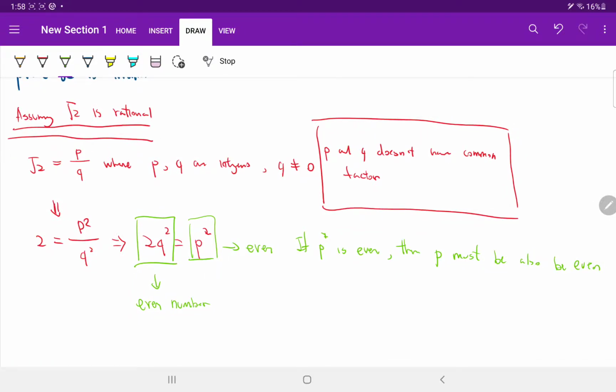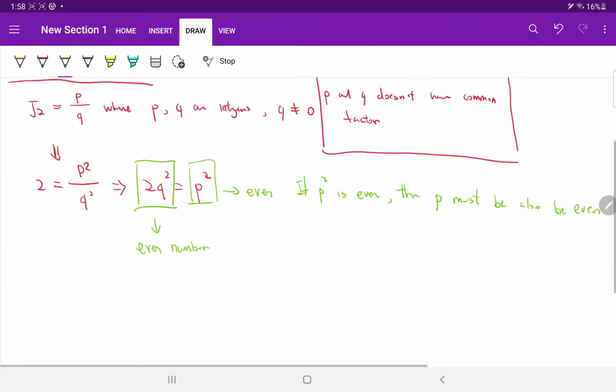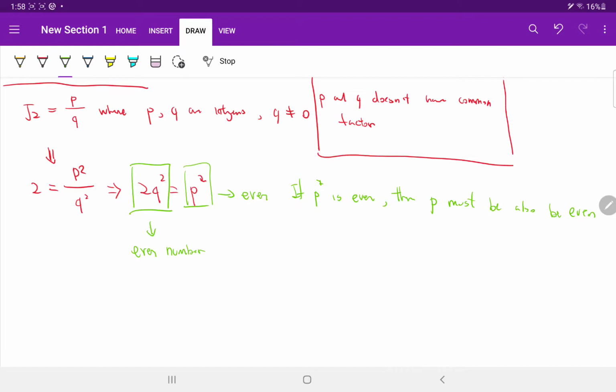I'm not going to do the proof here, but you can try some examples. Let's say 4, right? 4 is an even number. 4 squared is 16. 16 is an even number, right? So if p squared is even, then p must also be even. We know that, right?